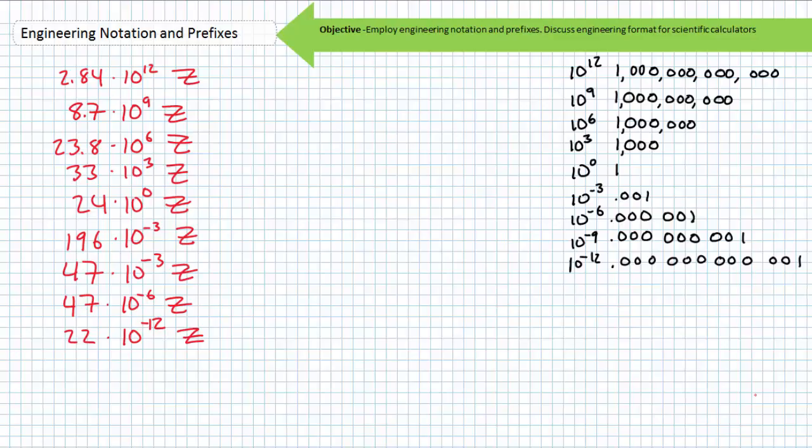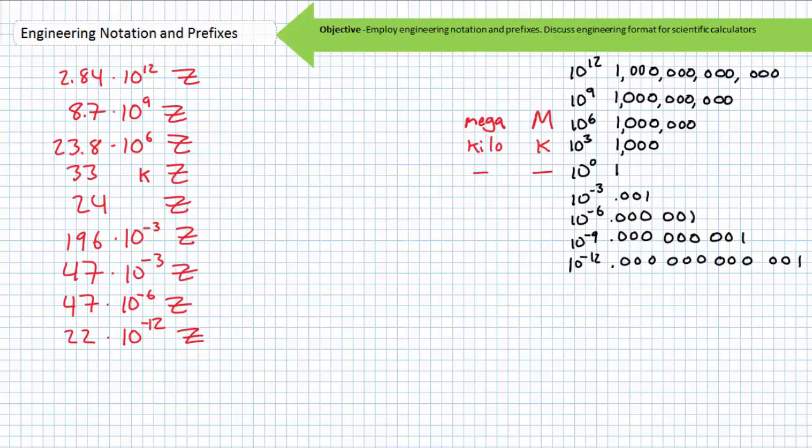The base unit, being that which is multiplied by 1, has no prefix. 24 zoinks would be written as 24z. The next level up, 10 to the third, is replaced with a kilo, written as a lowercase k. 33 times 10 to the third zoinks would be written as 33kz.